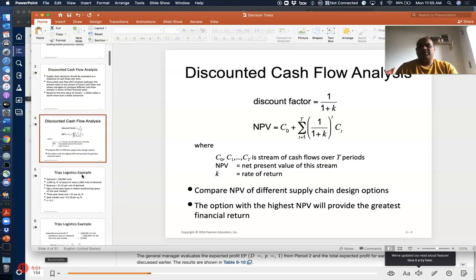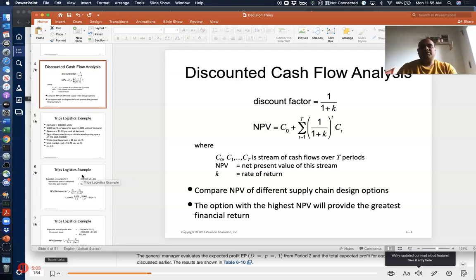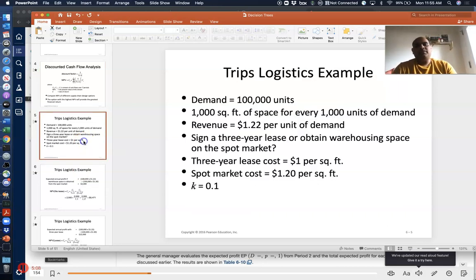Again, I'm sure you've all seen this in many contexts. So let's take a simple example. This is an example where you're evaluating options for renting a warehouse space. It's a very common thing that you come across in supply chain problems and logistics problems. So here is an example.